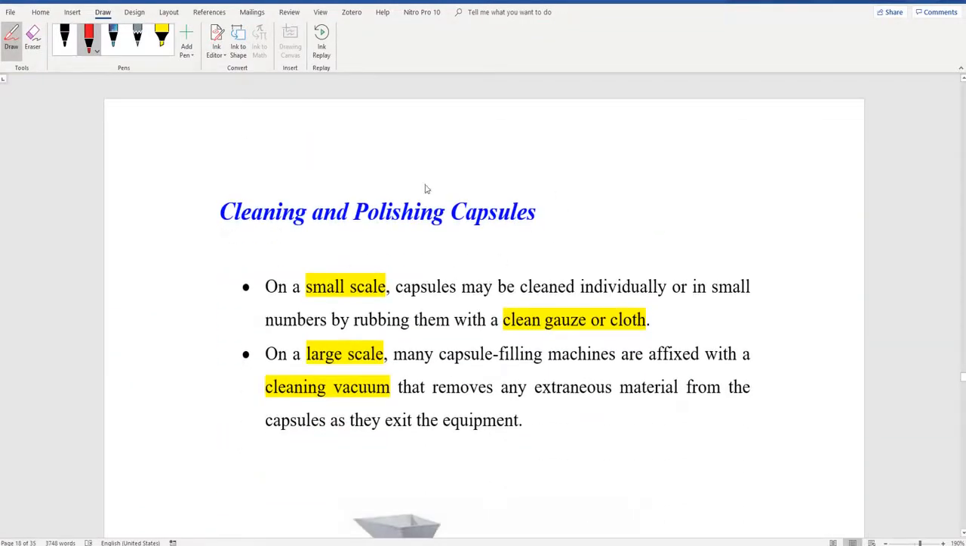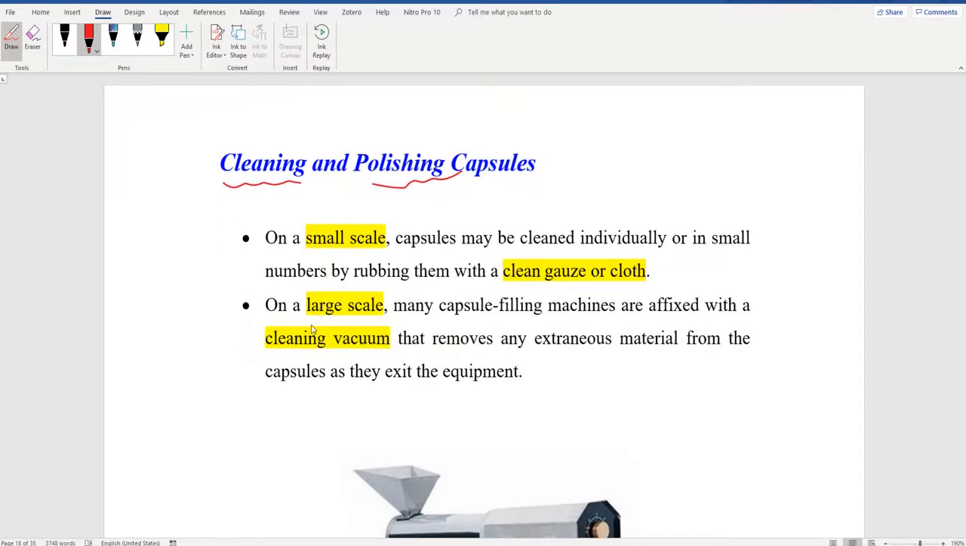The last step before packaging is cleaning and polishing the capsule. It's very possible that, because the capsule shells are sticky in nature, some particles from the drug will stick to the capsule shells from the outside. If we are dealing with a small number of capsules, meaning small scale, then we can do the cleaning using gauze and cloth. Just clean each one. But if you are operating on a large scale, then usually a cleaning vacuum will be used.